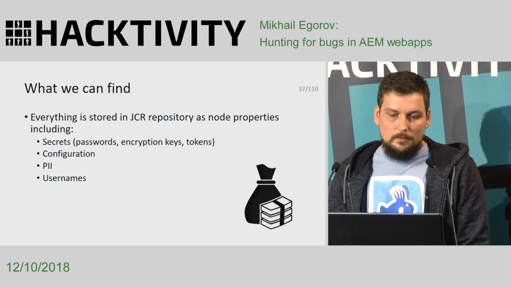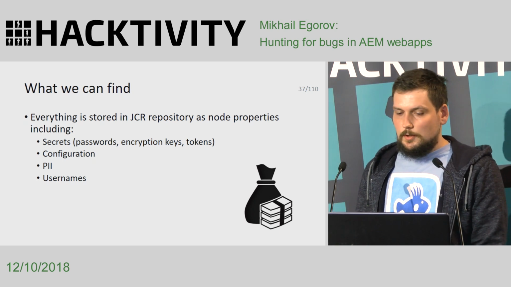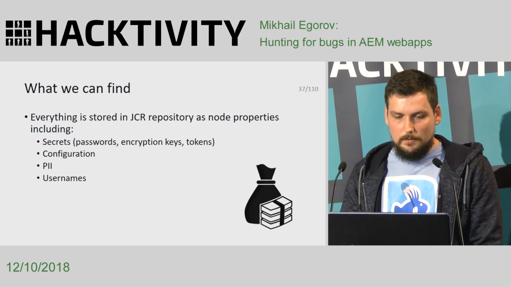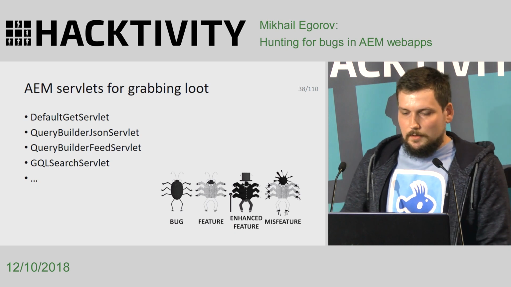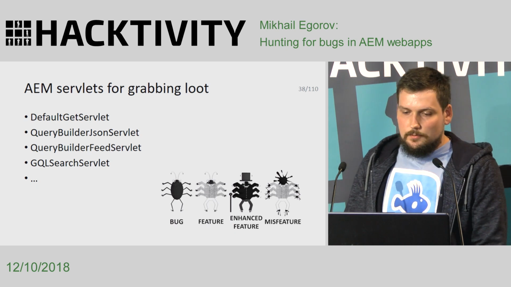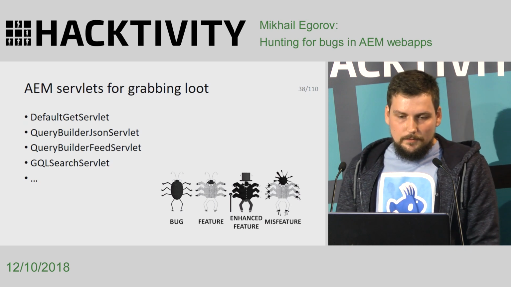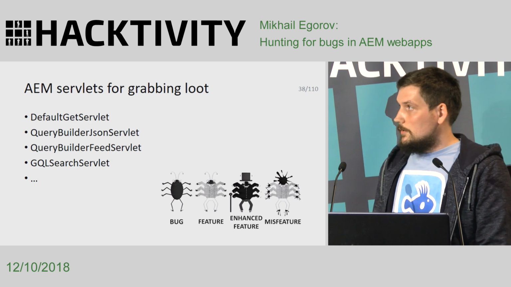Why does this happen? Because AEM admins rely on the AEM dispatcher heavily and don't configure access controls for the content repository. I've counted four built-in AEM servlets that are suitable for retrieving content from JCR. They are DefaultGetServlet, QueryBuilder JSON and Feed servlets, and GQL search servlet.